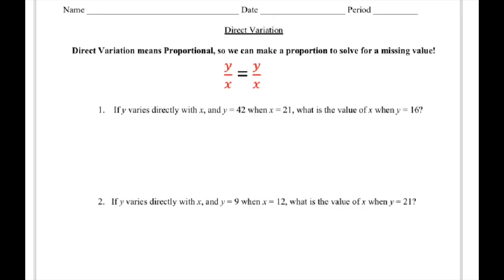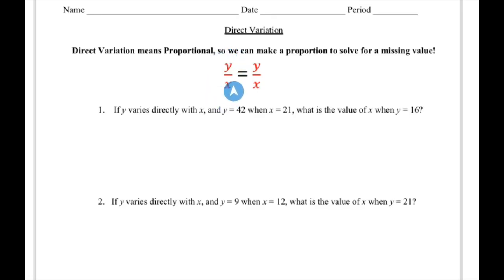So just like in the earlier sections of this chapter, we are still just solving for a variable, but in this day today, it just looks a little different than it has in the previous days. So what this says here is that we have y varies directly with x. Y is 42 when x is 21. What is the value of x when y is 16? So that looks very difficult, but it's actually really, really easy.